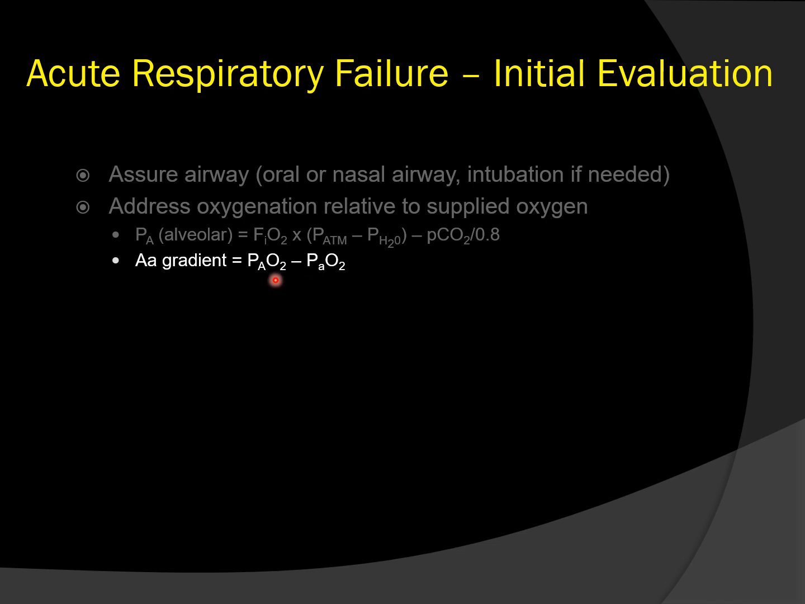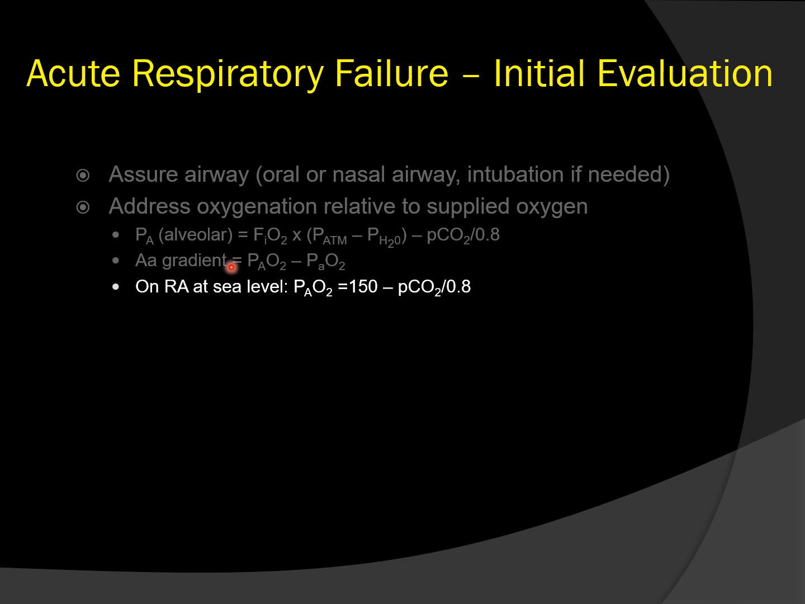When we have people on high FiO2, the alveolar oxygen might be 300 and the arterial might only be 60. And then we would say the arterial to alveolar gradient of 240 is elevated.